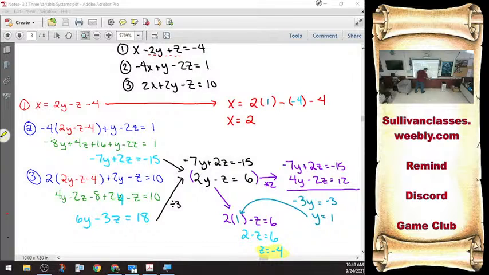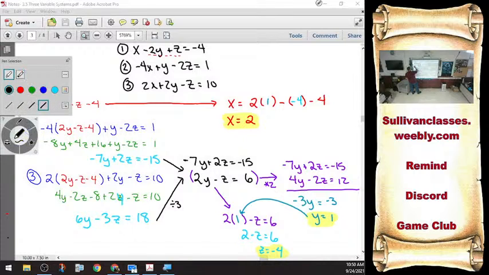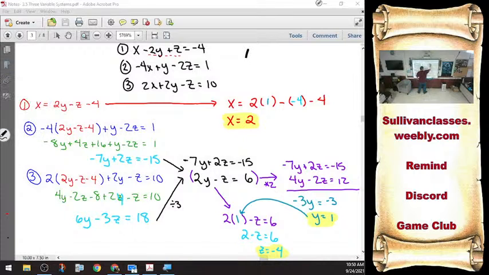I found this, I found this, I found this. So I'm going to write my 3-dimensional coordinate 2, 1, negative 4.